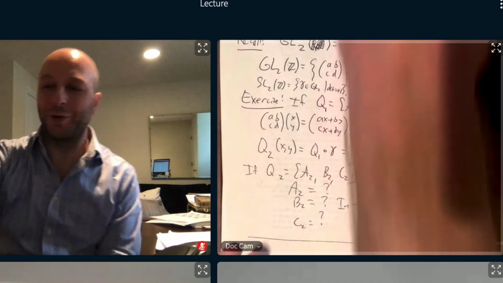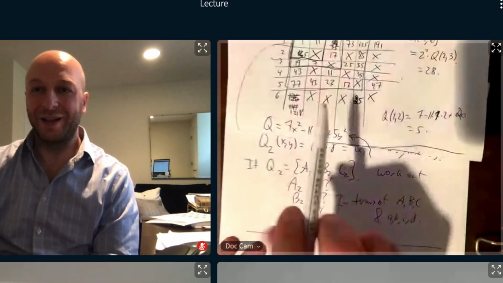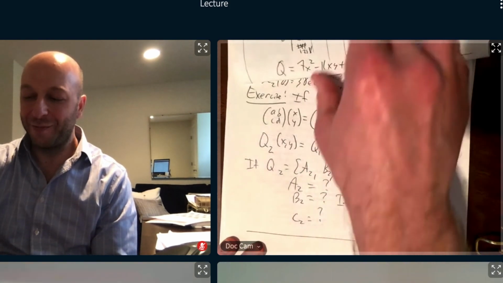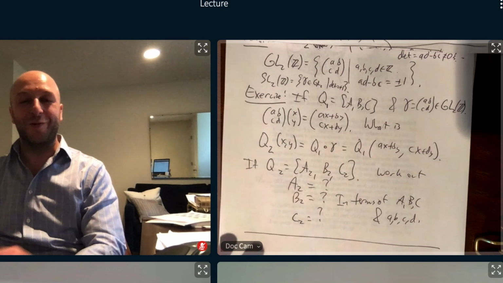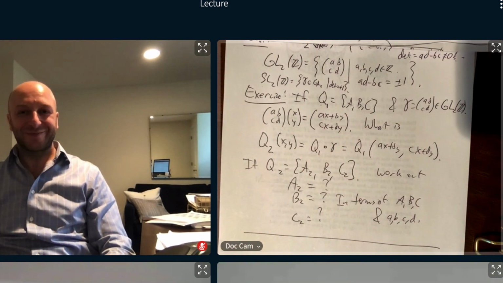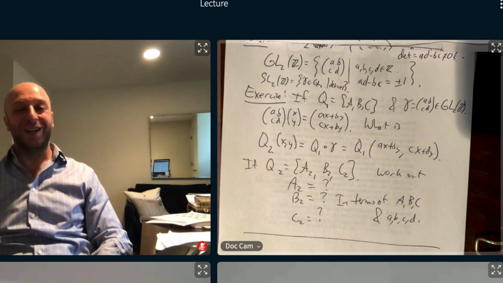We will next time reinterpret this as keeping x and y the same, but just changing the quadratic forms, moving around quadratic forms instead of moving around pairs of integers. And that will open up a whole new world of things to study.